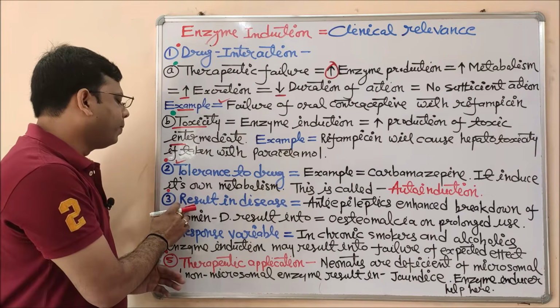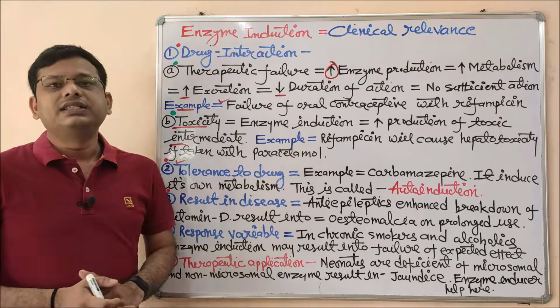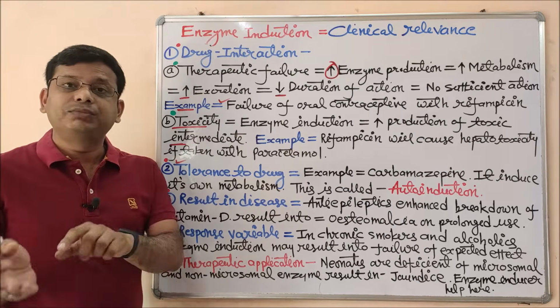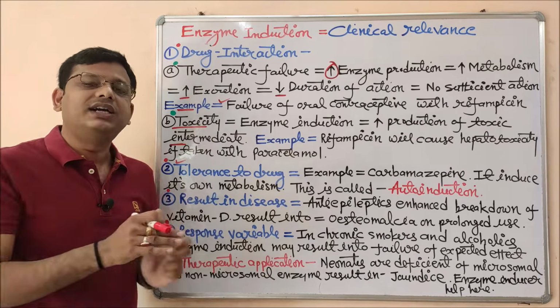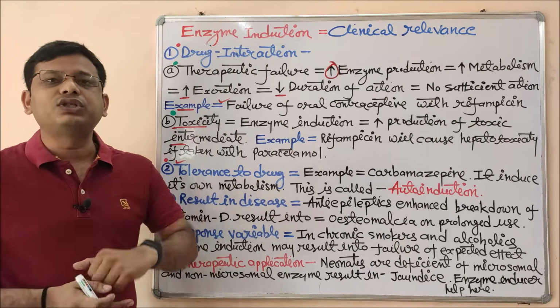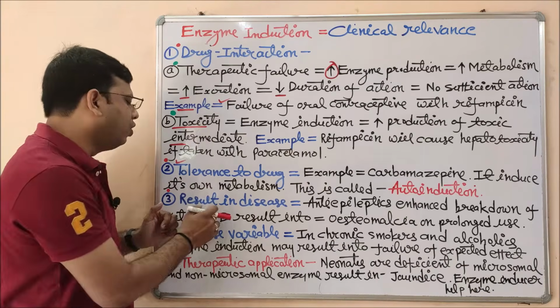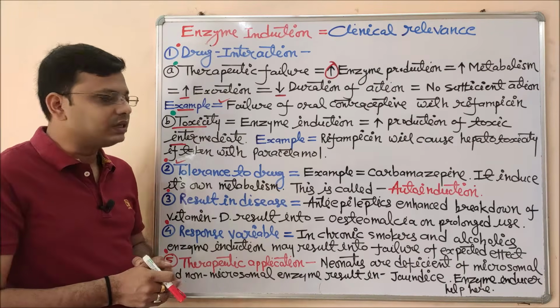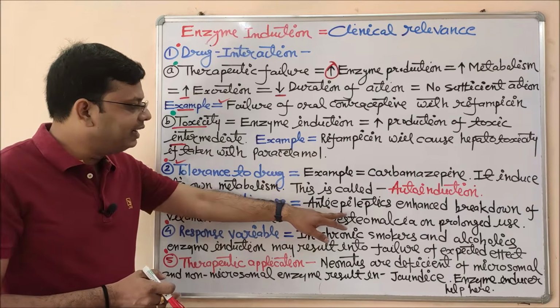Now coming to the next one, that is, result in a disease. Something happens, and that process can be altered by another drug, so that the process converts into disease formation or results in a disease. How is it possible? Let me explain.